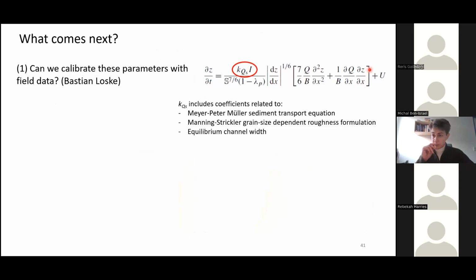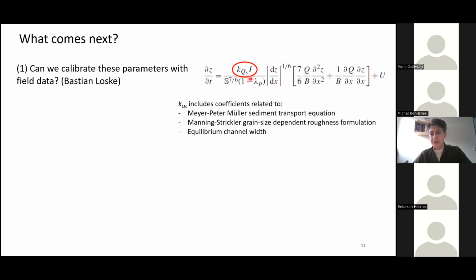So what comes next? Fergus has done a tremendous job looking at the implications of this model. And what's particularly powerful about this model, I didn't really mention it before, is all these parameters are things that we can actually define in the field.